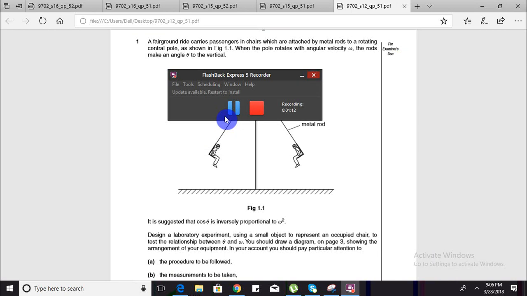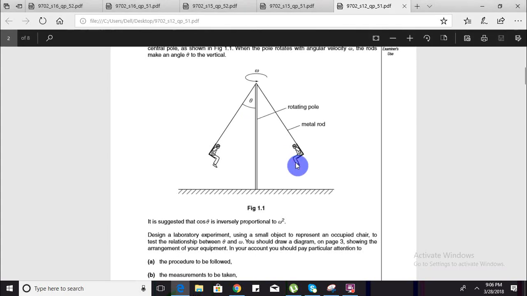So we have to design a lab experiment using a small object to represent an occupied chair to test the relationship between theta and omega. You need to pay a lot of attention to all of these points, because this has to do with the circular motion topic. You know what omega is? Omega is 2 pi over T.